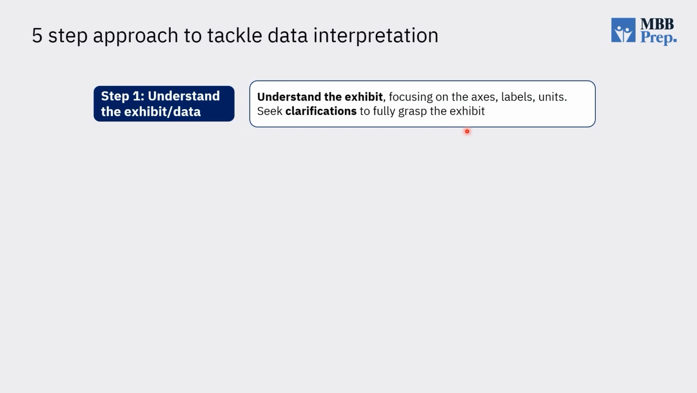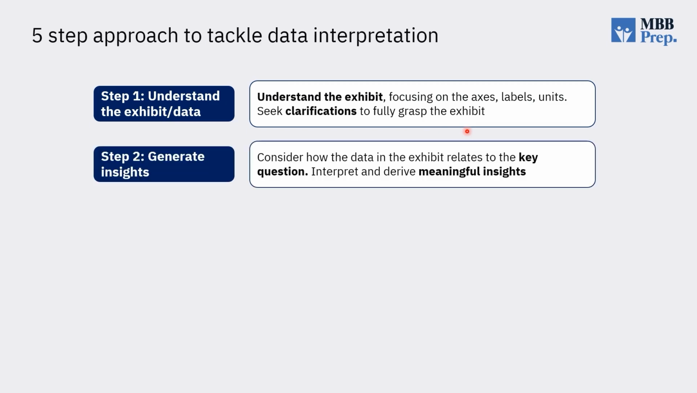After you've understood the exhibit, then try to contextualize the information in the exhibit with the key question as well as the client objective, as well as other information you know about the client context and situation, right? So when you connect all these different pieces of information, you will be able to appropriately interpret and derive meaningful insights.